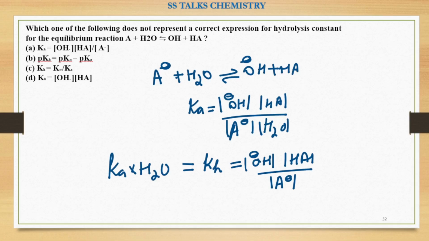So from the options, I see option B. Here only the product of OH negative and HA has been given. From the denominator, A negative has been eliminated. So this is the incorrect form for the hydrolysis constant. So D will be the correct answer in this case.